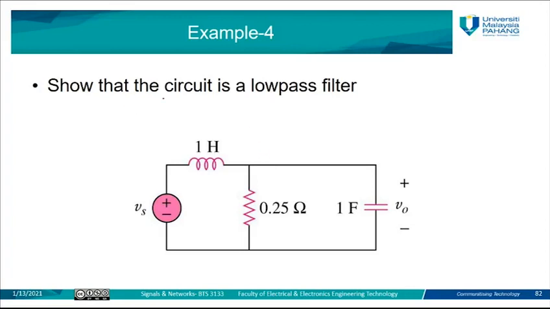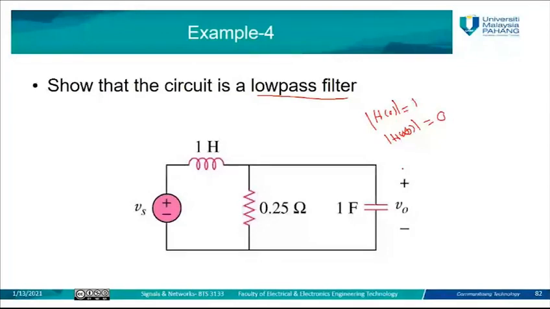Okay, so it says to show that the circuit is a low pass filter. It already tells you that it is a low pass filter, but it wants you to prove that it is a low pass filter. How do you need to prove it? You need to show that the magnitude of H(0) is equal to 1, and the magnitude of H(∞) is equal to 0. So in this case it will be a low pass filter. How can we prove that? We need to find the transfer function. What is the transfer function? The relation between the output and the input.